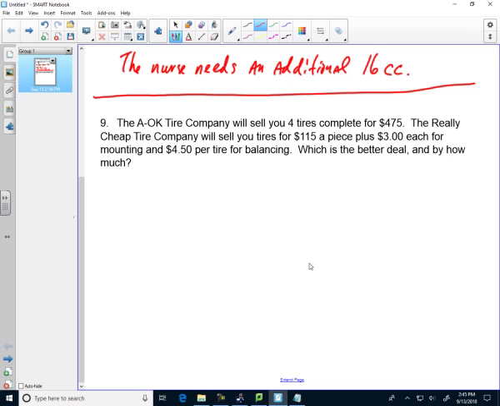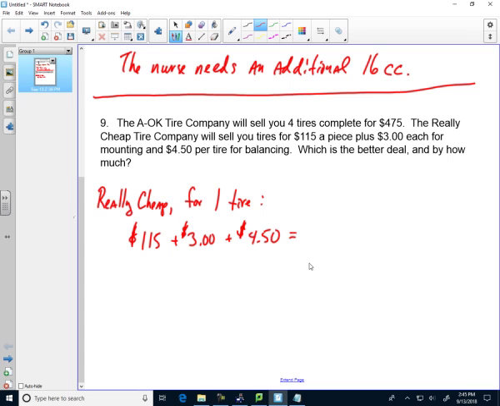Well, there's a couple of different ways you could do this. How about this? Let's look at really cheap, because we know what the other one costs. So for really cheap, for one tire, it's going to be what? $115 plus $3 plus $4.50. Okay, is that all? Yeah. So let's add that up and see what per tire is going to be.